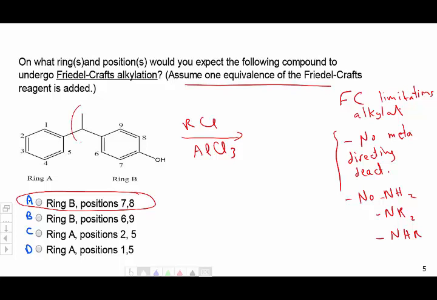Ring A has this R, like an ethyl, so you can consider that an R. It's activating, so one activating group on ring A. On ring B, we have the OH and the R, so two activating groups. So I'm comparing ring A, one activating group, to ring B, two activating groups. Definitely ring B is the most activated.